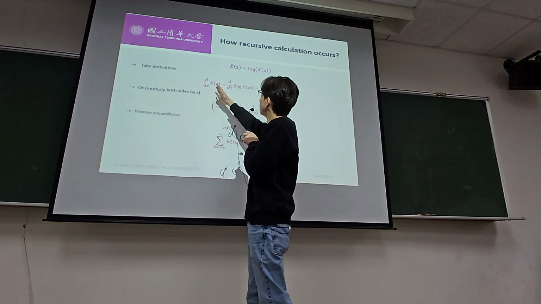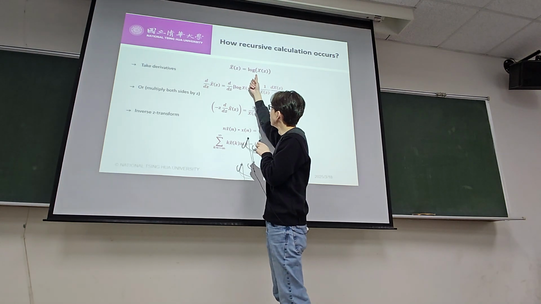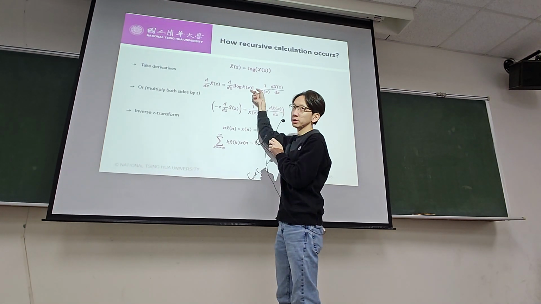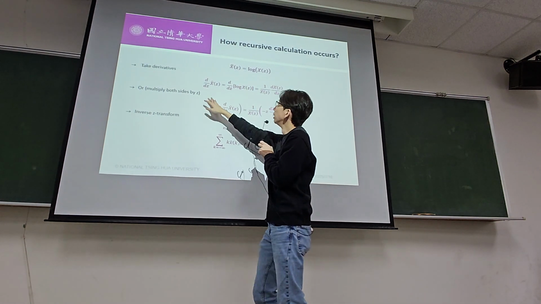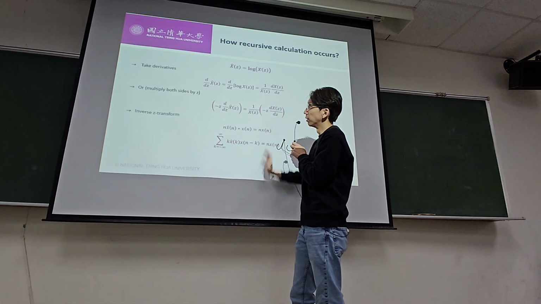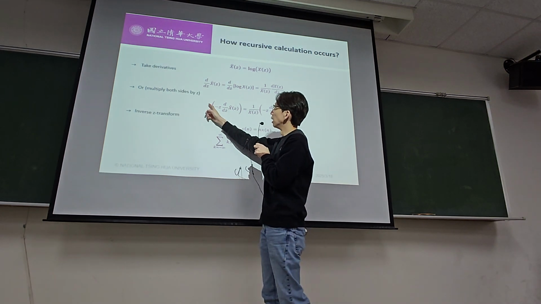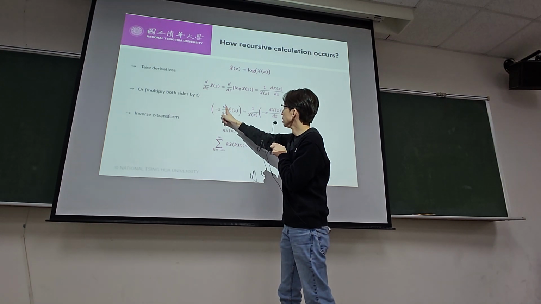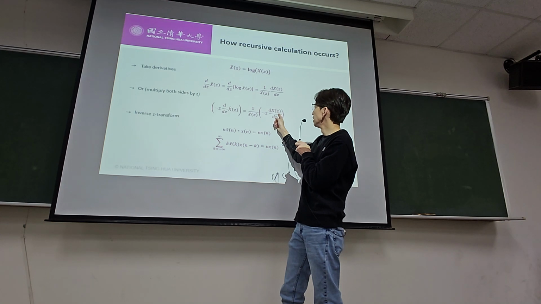Let's take the derivative on both sides first: d/dz of x hat of z equals d/dz of log x of z. When you take the derivative of the log, you have 1 over x of z times dx of z over dz. Now multiply both sides by minus z: minus z d/dz x hat of z equals 1 over x of z times minus z dx of z over dz.